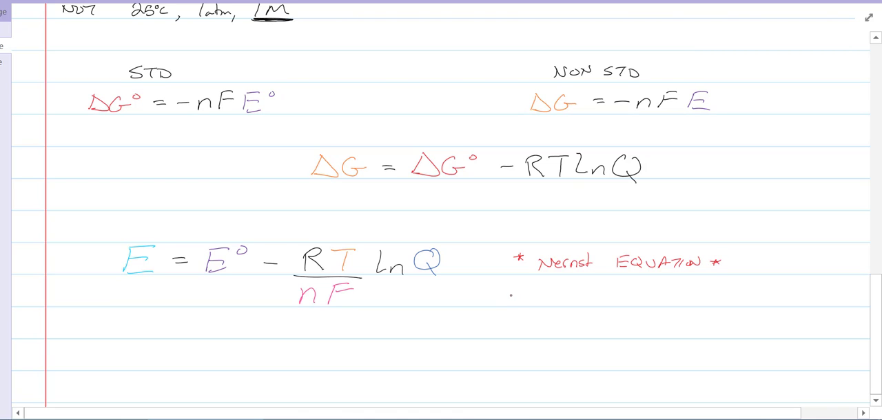It is the relationship between E cell and concentration.